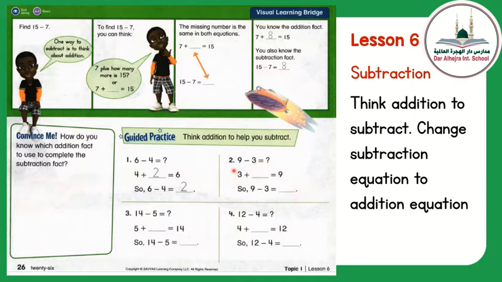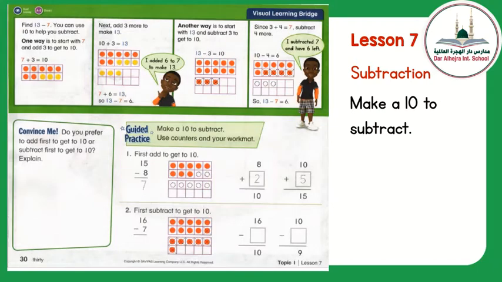Then it's very easy. I can count after 3 until I reach 9, and I can write the answer, and the same will be the answer of the subtraction. So this way we use the addition method to subtract. In lesson number 7, we studied another subtraction method, and that is make a 10 to subtract.